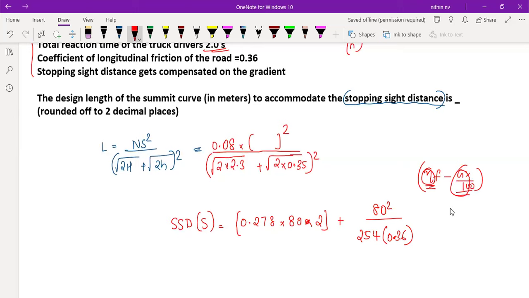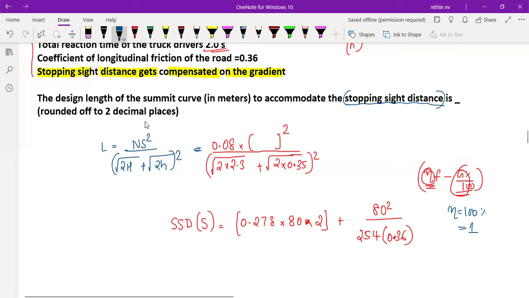That's why. Here it's on a summit curve. We don't consider the gradient while calculating stopping sight distance on a summit curve as well as a valley curve. That's a standard assumption by IRC. Also, they have mentioned here, right? The stopping sight distance is compensated on gradient, which means we don't have to consider the gradient in the calculation of stopping sight distance on the summit curve as well as valley curve. So that's an important point to be remembered. The efficiency is not given in the question, so by default it's 100%, which means equal to 1. That's the reason why we have not written any efficiency term here.